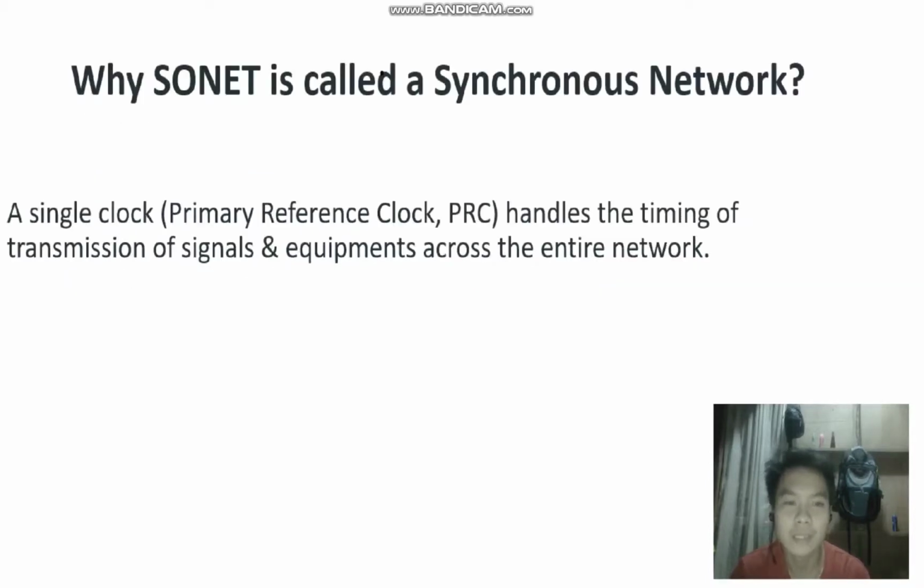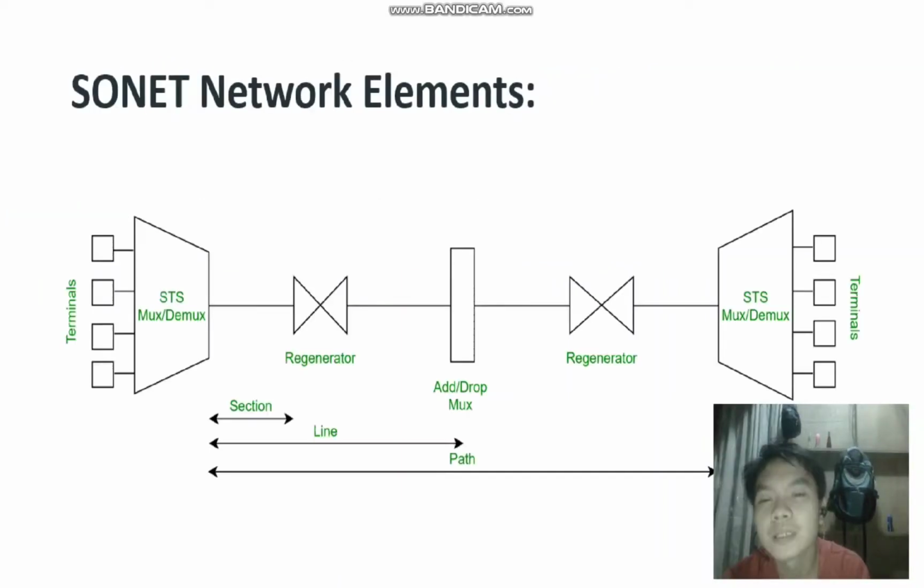So why is SONET called a synchronous network? SONET has a single primary reference clock, or PRC. It handles the timing of transmission of signals and equipment across the entire network. So SONET is called a synchronous network because it has a single clock and it handles the timing of transmissions of signals.